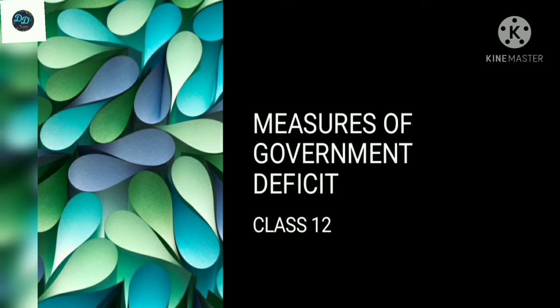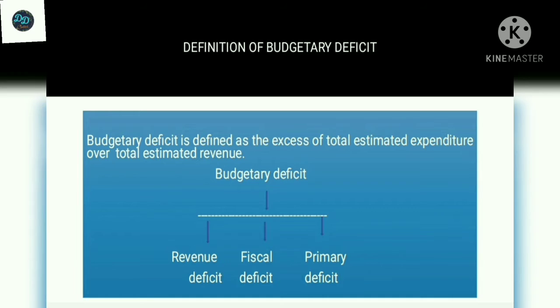In the last video we discussed the plan and non-plan expenditure for class 12. In this video we are going to learn about the measures of government deficit. So, measures of government deficit, that is the budgetary deficit. It's defined as the excess of total estimated expenditure over total estimated revenue. When the government spends more than it collects, then it incurs the budgetary deficit.